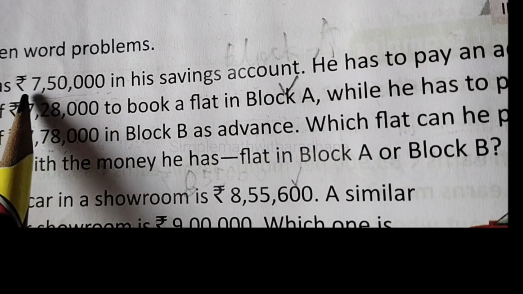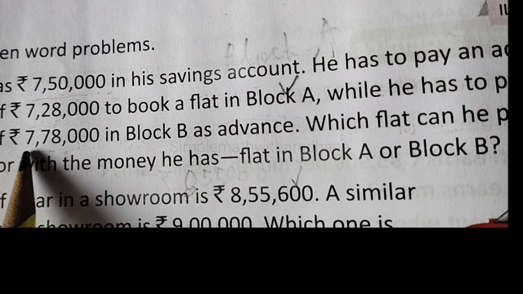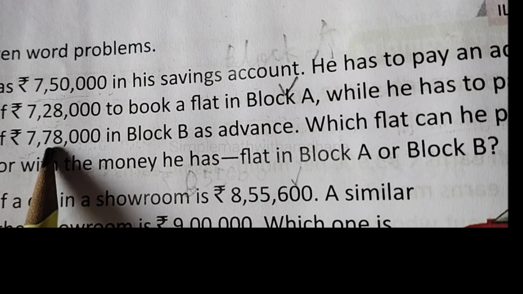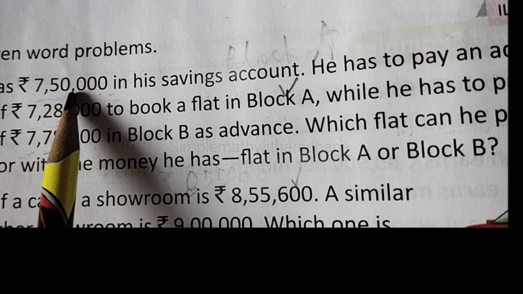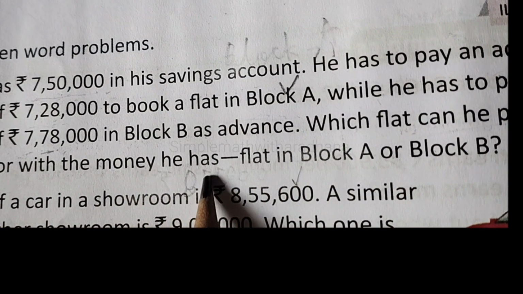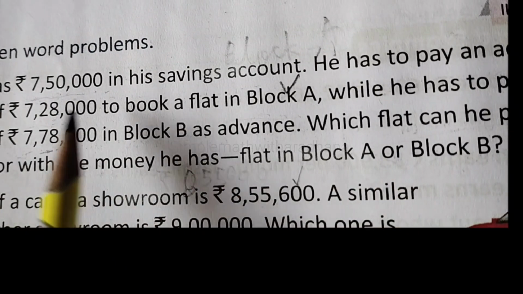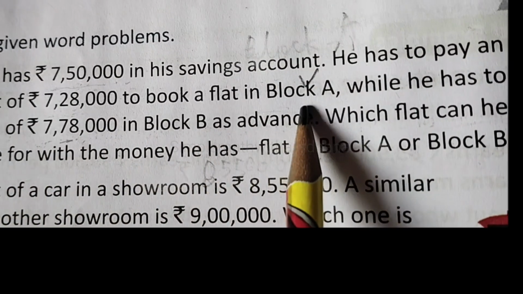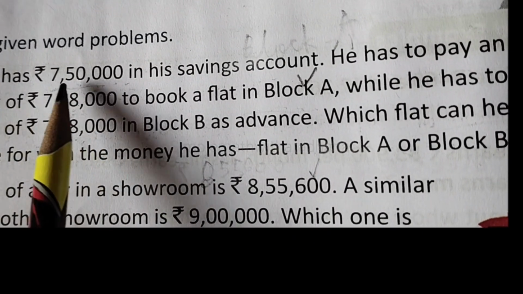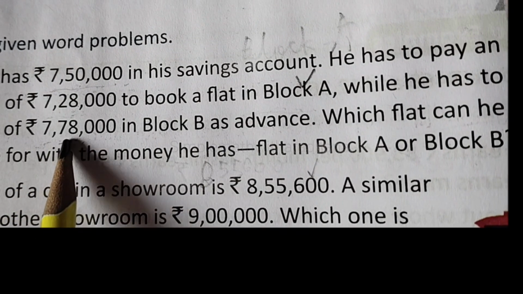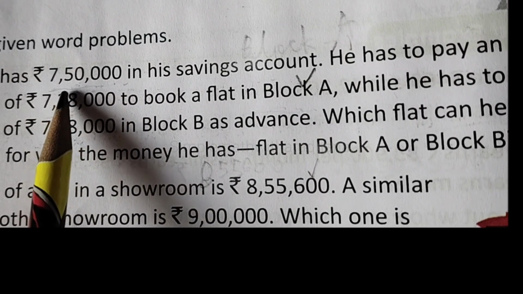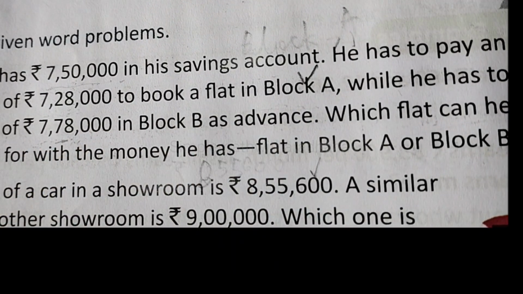7,78,000, and the money he has is 7,50,000, and the next plot in block B has 7,78,000. This cost is higher than what he has. Okay, in block B advance, which flat can he pay the advance for with the money he has, flat in block A or block B? Here in the question we already compare. Block A has a smaller value than what Vikrant has. Block B is costly because this is 78,000, this is 50,000, so he can purchase only the flat in block A. But how will we write?